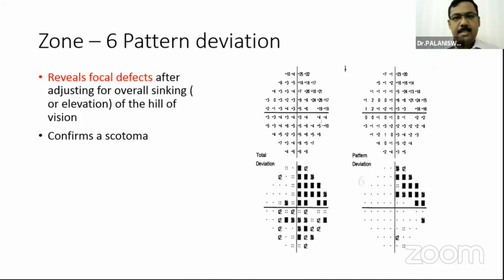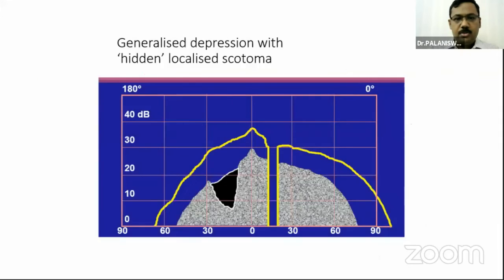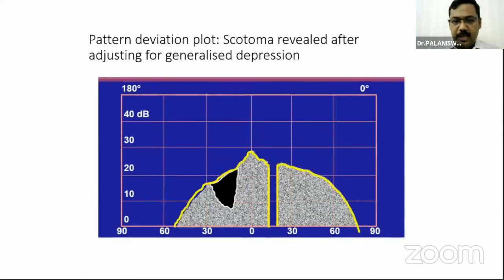Next comes the pattern deviation. Pattern deviation reveals focal defects after adjusting the height of the hill of vision. This is done using the 7th best point. So this confirms a scotoma, as is shown between these two. Here the total deviation shows a lot of depressed points, but the pattern deviation shows depressed points only in the superior field. So this is how it is. A localized defect can be missed, but if the height is reduced, it becomes very prominent.